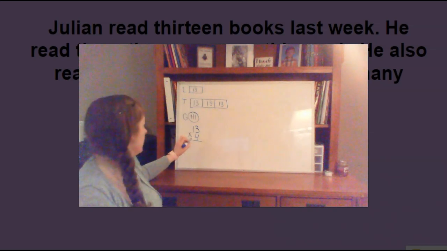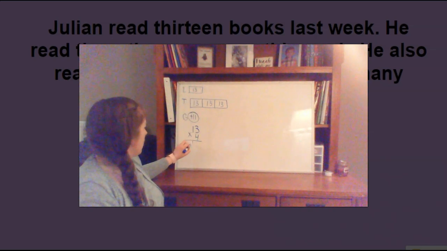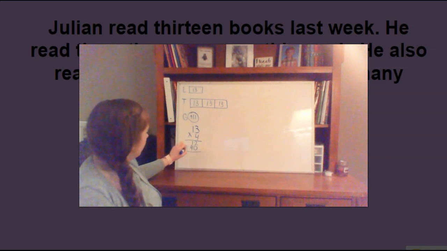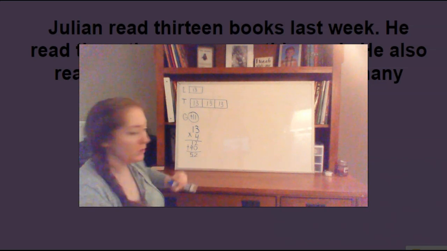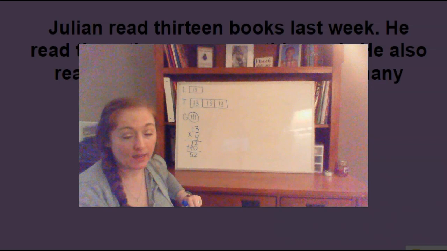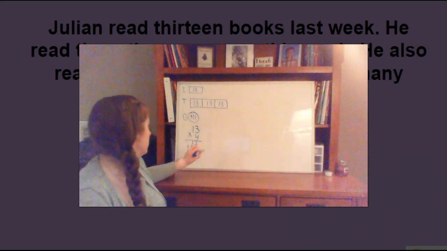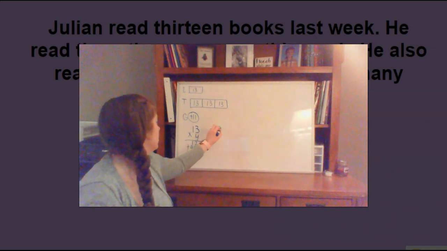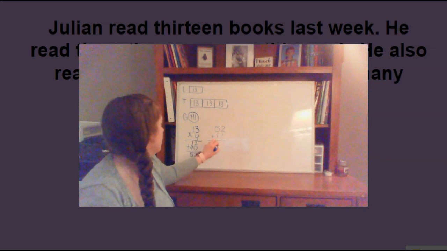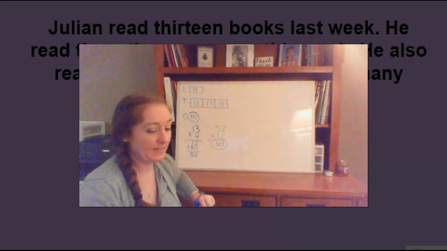Okay? Worth 13. 4 times 3 is 12. 4 times 10 is 40. Add it together, 12 and 40 is 52. So between last week and this week, he read 52 books. Now I need to add on my graphic novels. So 52 plus 11. So this will become 63. Altogether, he read 63 books.